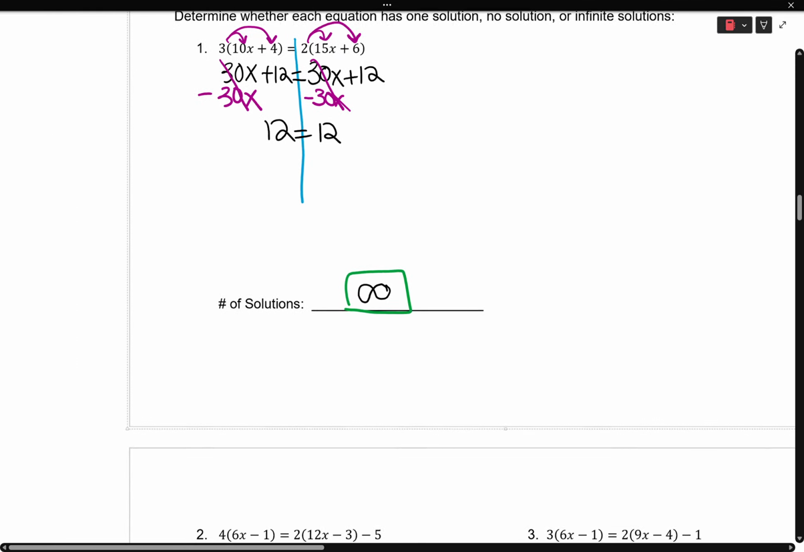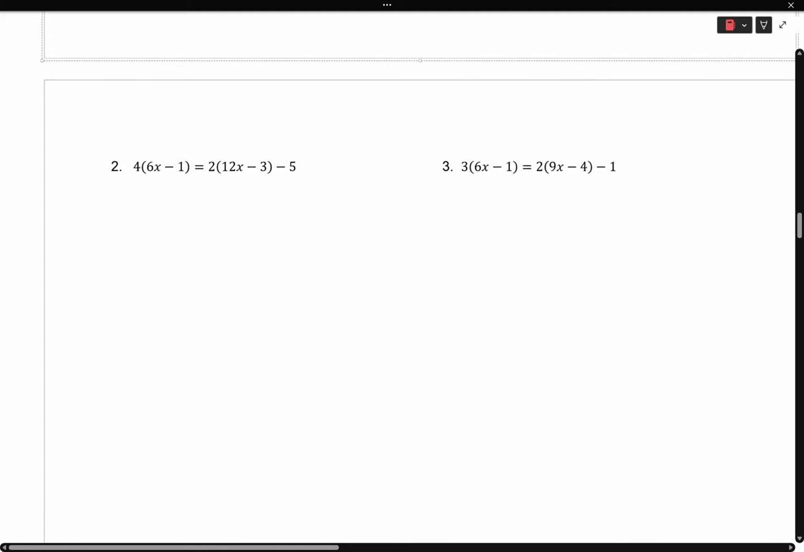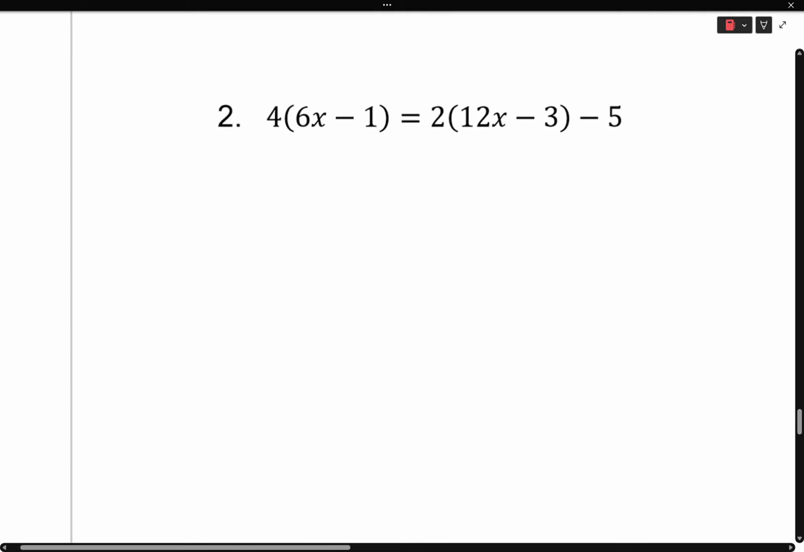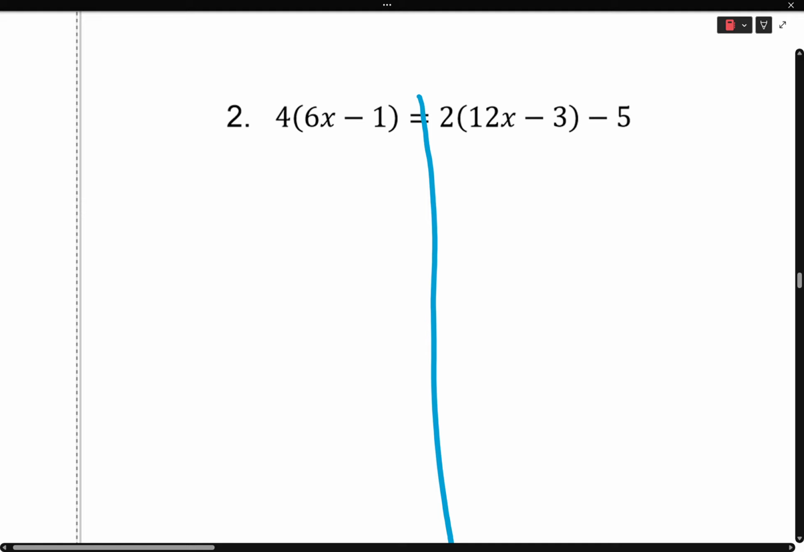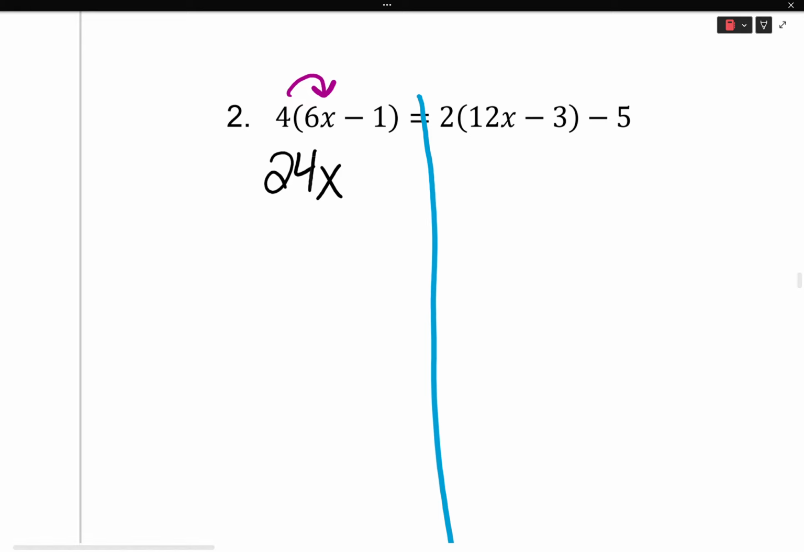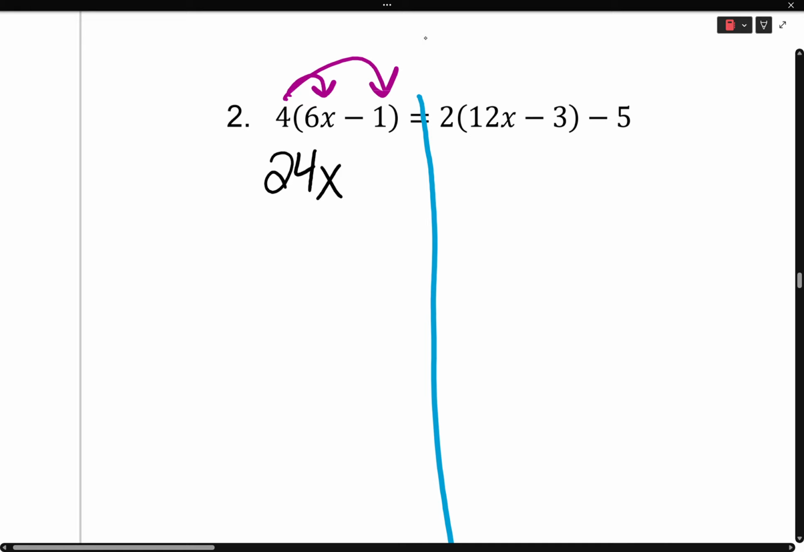Number 2. Draw the line down the middle. And now let's distribute. 4 times 6x is 24x. 4 times negative 1 is negative 4. On the right side, 2 times 12x is 24x. 2 times negative 3 is negative 6. And the negative 5 comes down.